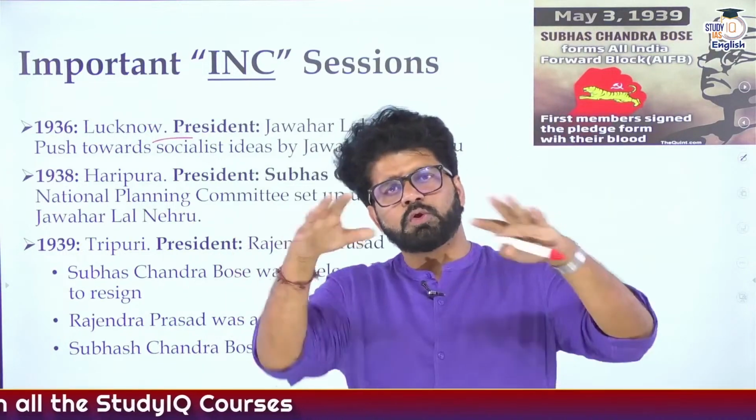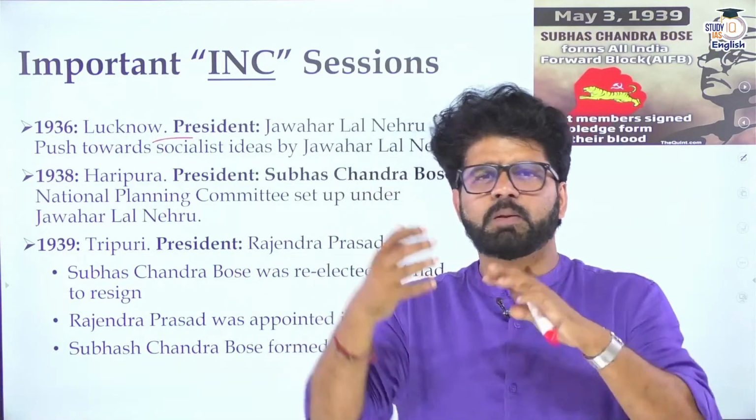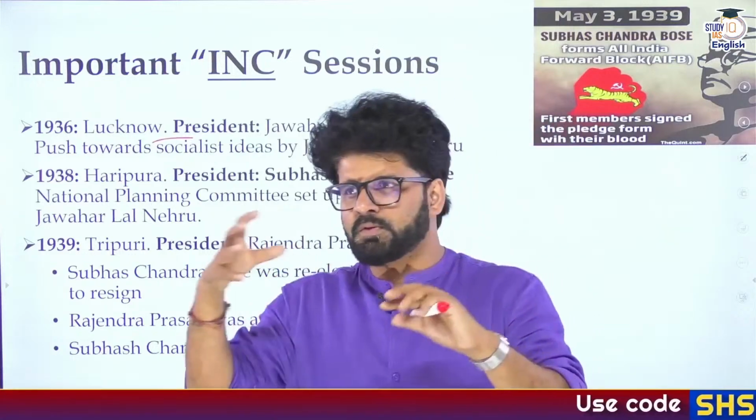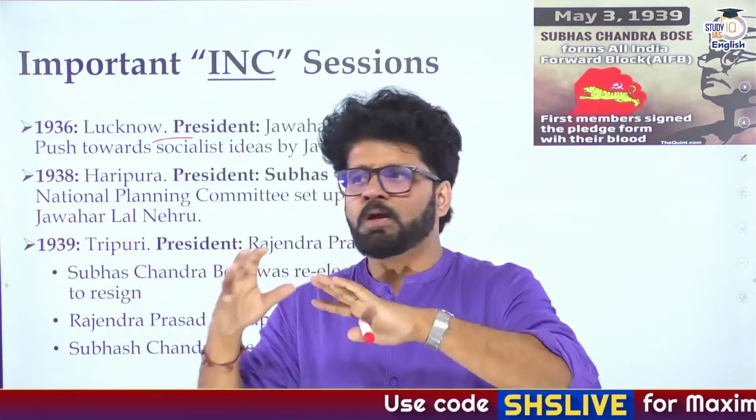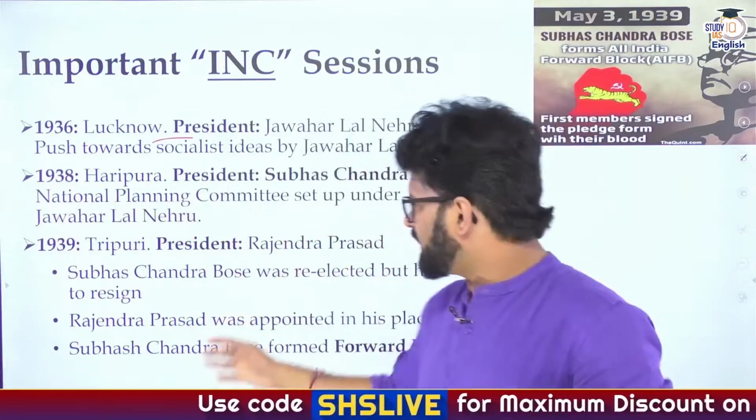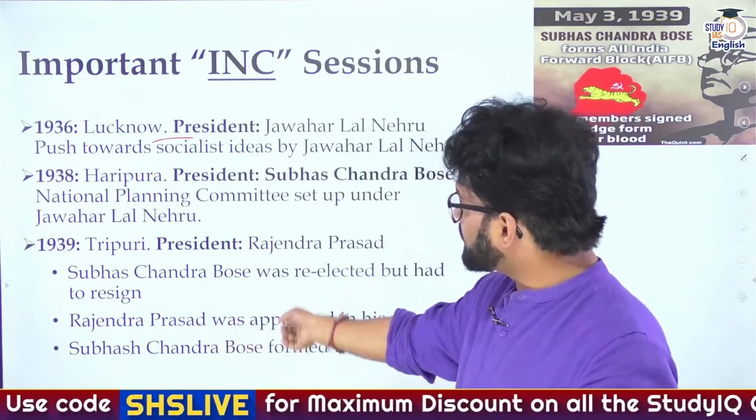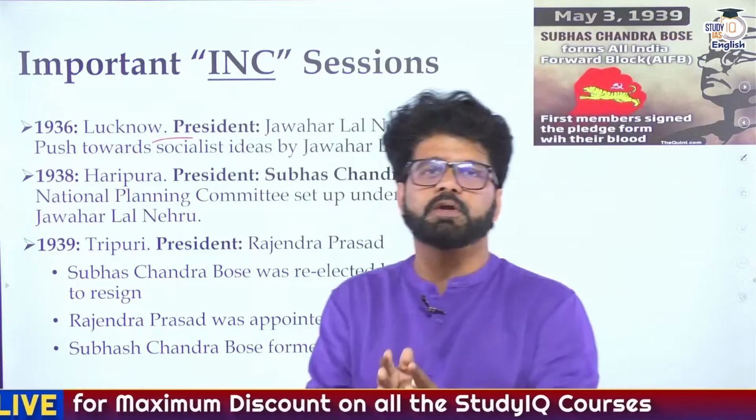And then Subhash Chandra Bose, although he became the president, he realized that he will not be able to fulfill his duties with proper honesty because Gandhi ji was not supporting him. So he resigned and he left. He formed Forward Bloc. Rajendra Prasad filled the vacuum. He was appointed the president.